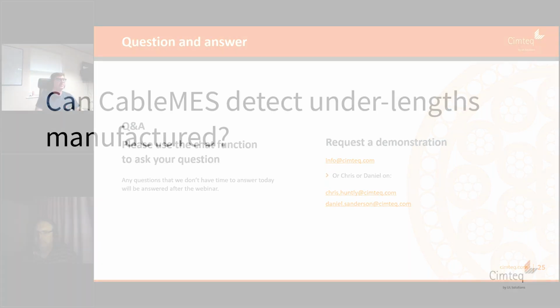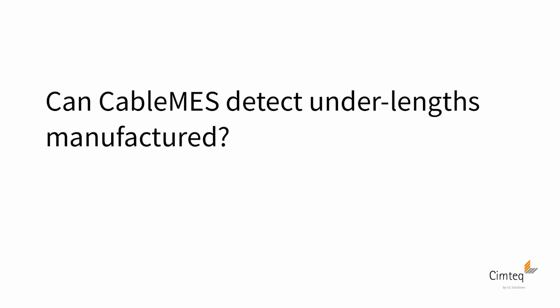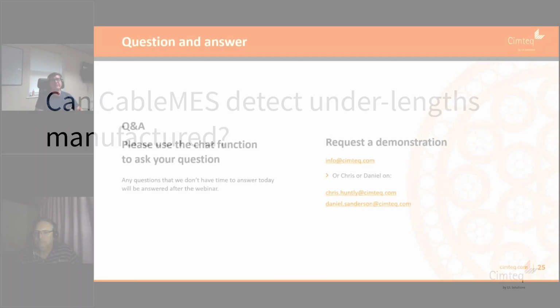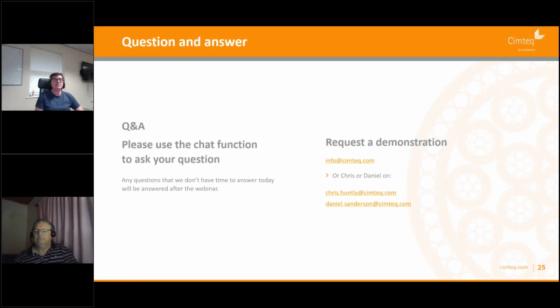So can CableMES detect underlengths manufactured? Yeah, we can set up a tolerance in CableMES, which says that the length must fall in between, I don't know, 5% of the order length, something like that. If you manufacture a little bit more or a little bit less, we can set up the system so that it would automatically quarantine that WIP item. So you can double check, maybe check with the customer if that short length is okay, or if you need to produce another reel or something like that.